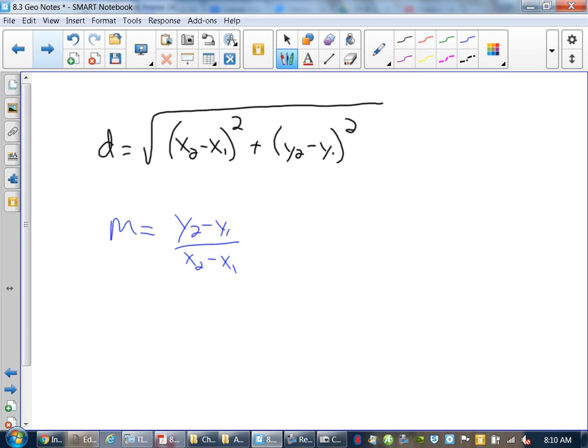Anyway, so when you get back to ones like this, you're going to be given coordinates. And if you have coordinates, one of the things that happens with coordinate geometry is that you can work with slopes and you can work with distances.